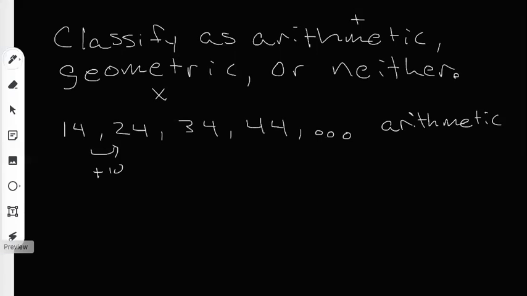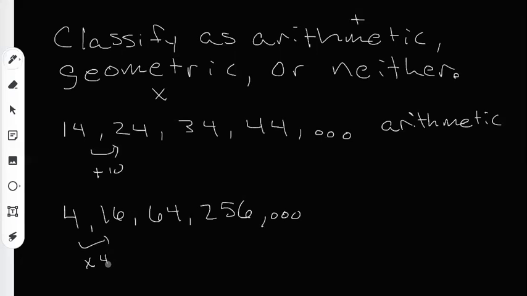What if I was to give you 4, 16, 64, 256, and so on? What would this sequence be? Well, since we're multiplying by 4 each time, that would be geometric, since we're multiplying. Right? This would have to be geometric.